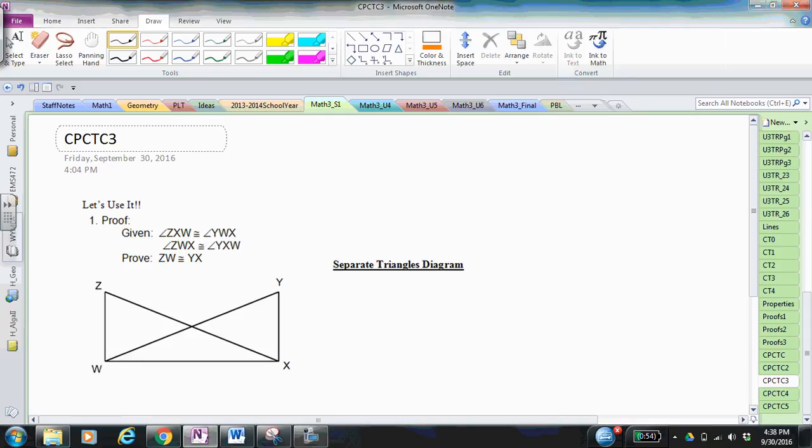All right, so here I'm given that angle ZXW is congruent to angle YWX. So ZXW, that's this angle right here, is congruent to YWX. This angle right here. Let me not use highlighter. And I'm also given that angle ZWX is congruent to angle YXW.